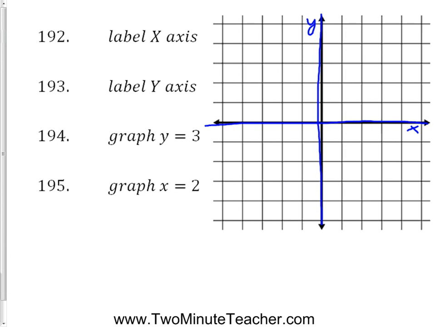Next, graph y equals 3. I do get a lot of people who get this confused, and they're like, God, I can't remember if it's an up and down line or a left to right line. These are kind of counterintuitive, but here's the way I like to do it. Find a spot where y equals 3. I bet you can do that.